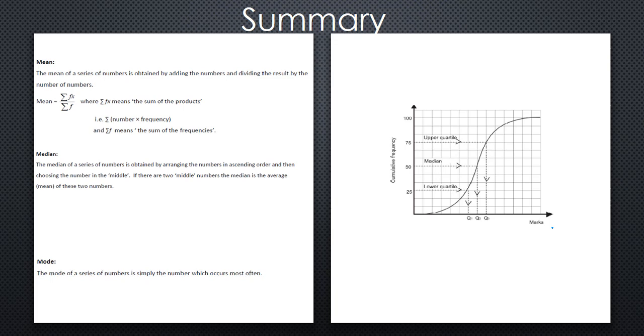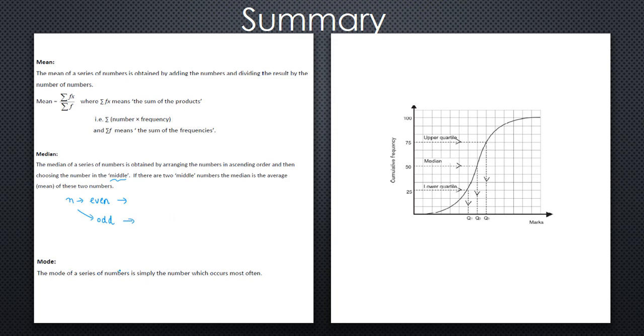And here comes the summary. The mean of a series of numbers is obtained by adding the numbers and dividing the result by the number of answers. So this is indeed the formula which we've been using all through to find out the mean. The median is exactly the middle value, and you just need to be careful over here because it is done differently when the value of n is even. When the value of n is even, then we need to take the median as the average or the mean between two values, whereas when n is odd, we do have a single specific middle value.